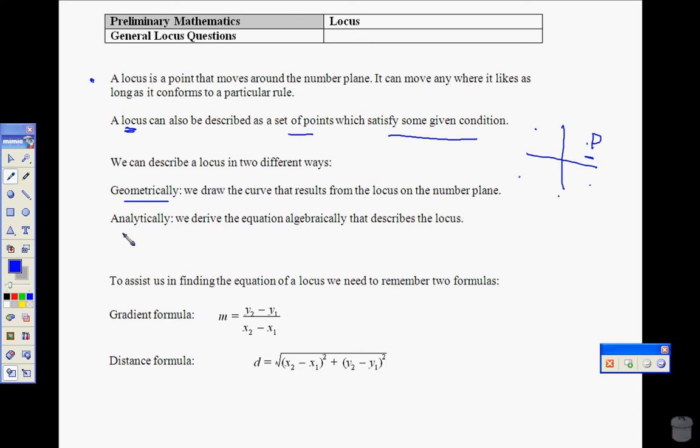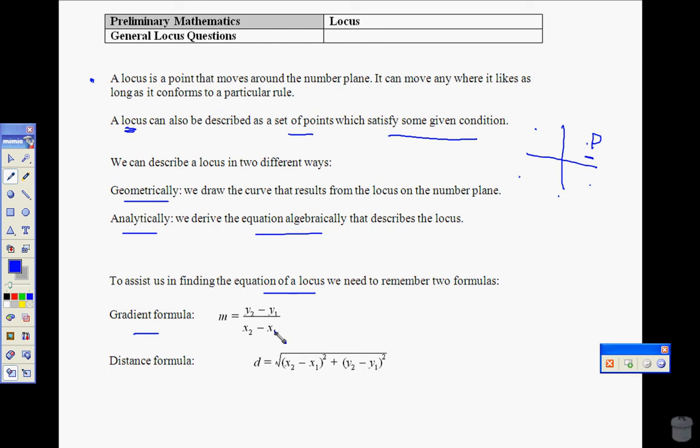Or we can get it analytically, which means we get an equation, some algebraic equation that would describe the locus. Generally, this is the way we're going to do it, but they go hand in hand because we can get our equation, and then we can draw it up. So really, the only two pieces of mathematics we need to know to find locus questions are the gradient formula, which you've used before, m equals y2 minus y1 over x2 minus x1, the change in our y values over the change in our x values, and the distance formula, which is derived from Pythagoras' theorem.